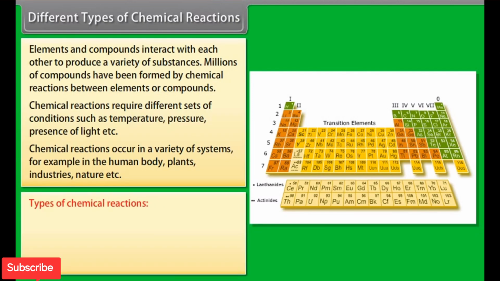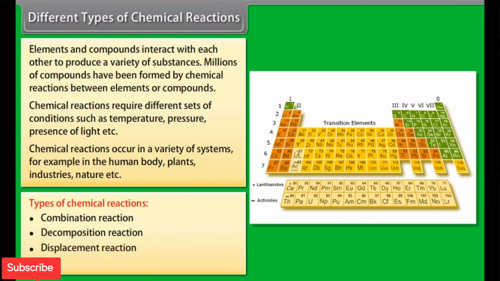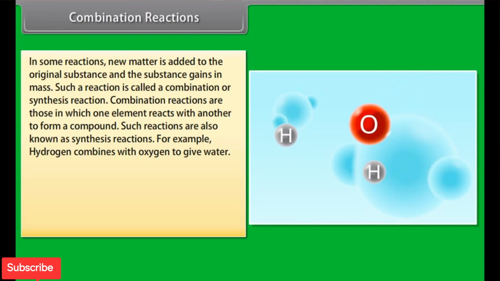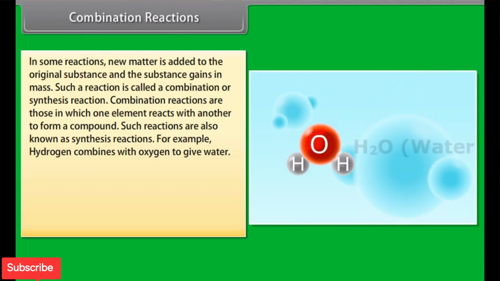Types of chemical reactions. Combination reaction, decomposition reaction, displacement reactions, double displacement reactions. Combination reactions. In some reactions, new matter is added to the original substance and the substance gains in mass. Such a reaction is called a combination or synthesis reaction. Combination reactions are those in which one element reacts with another to form a compound. Such reactions are also known as synthesis reactions.